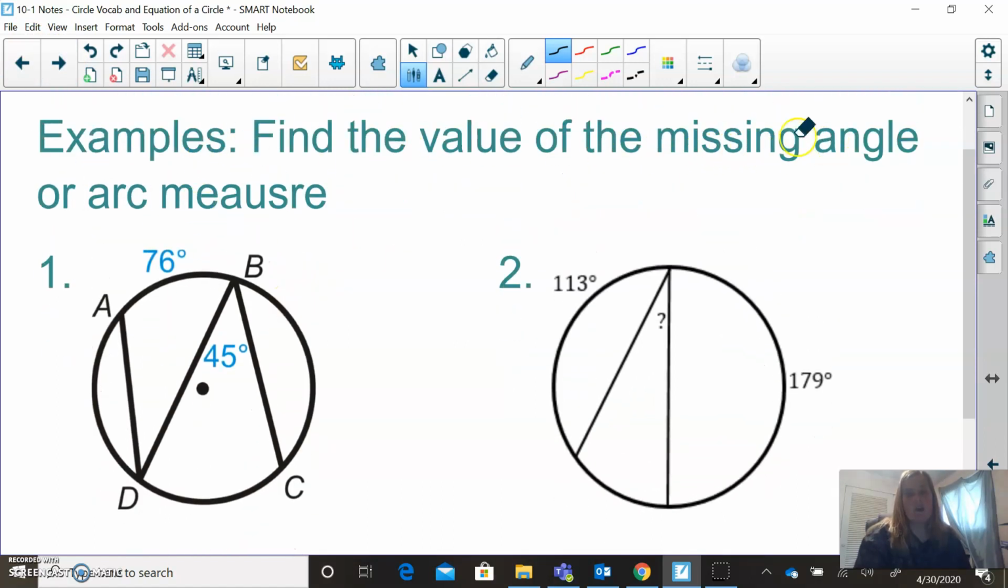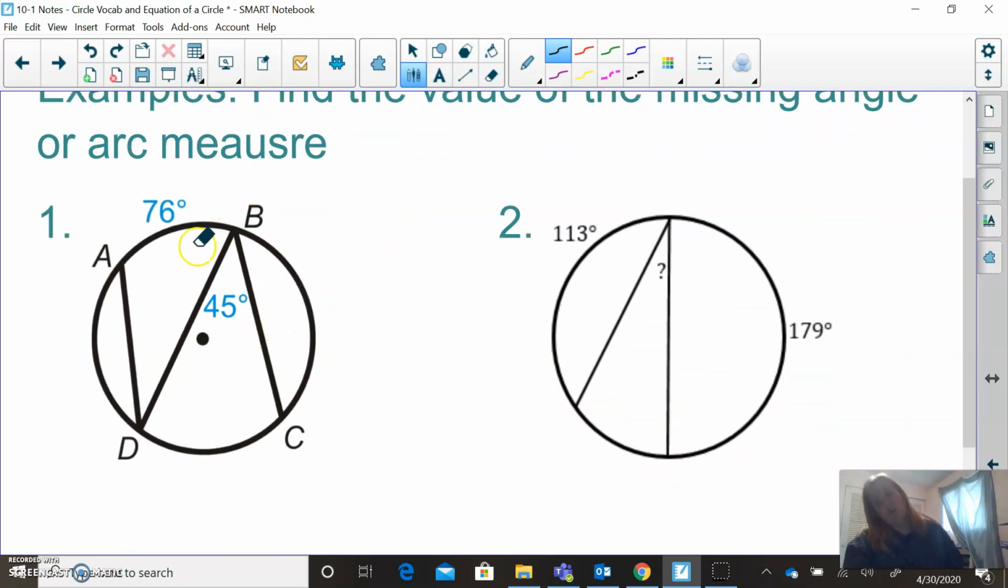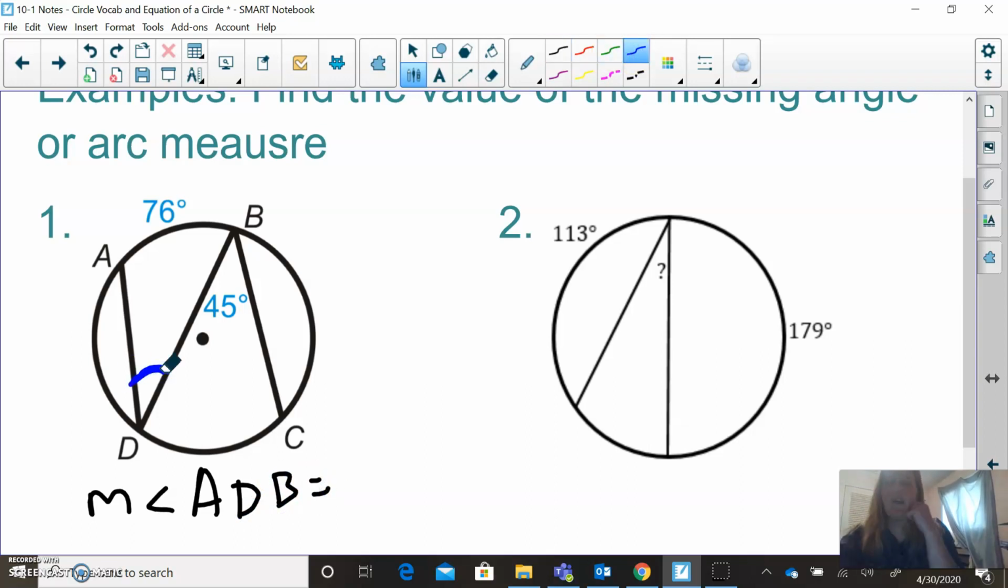So it says find the value of the missing angle or arc measure. So, all right, let's find the measure of angle ADB. Let's start there. So we need to find, and I'm going to mark it in blue, that angle. So that is equal to half of the arc, half of arc AB.